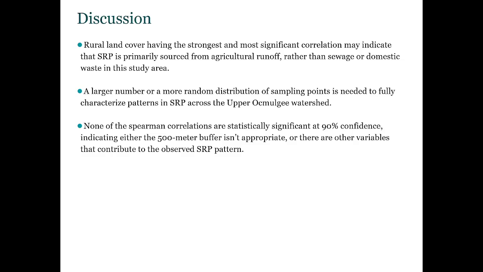And finally, another potential point is that there's just simply other variables that contribute to the SRP pattern. That could be what species of plants and primary producers we see at each sampling location. It could be the sources of SRP, whether point or non-point. There's just many things that you could also consider. This is kind of the idea I want to leave you with.